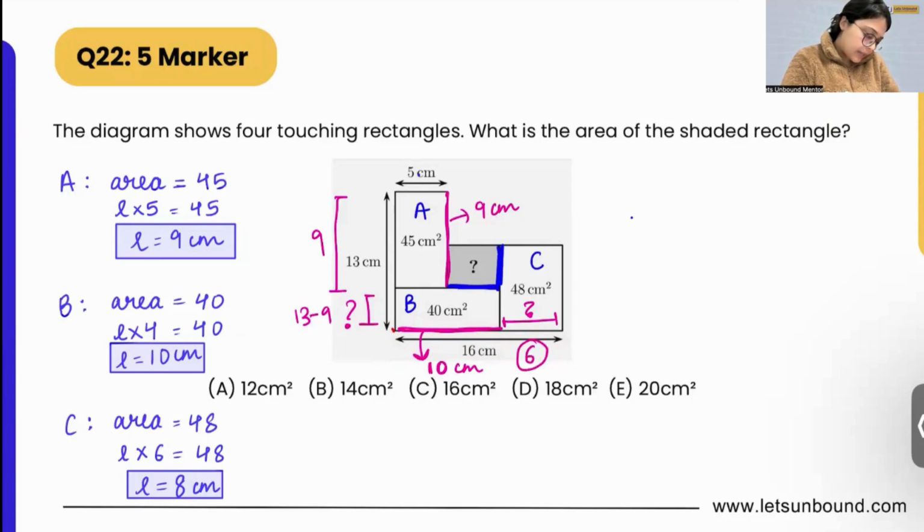And here also let me write this was 4. Okay, so now can you find the length? Very easy. I've already shown it here. It is 8 centimeters. Okay.